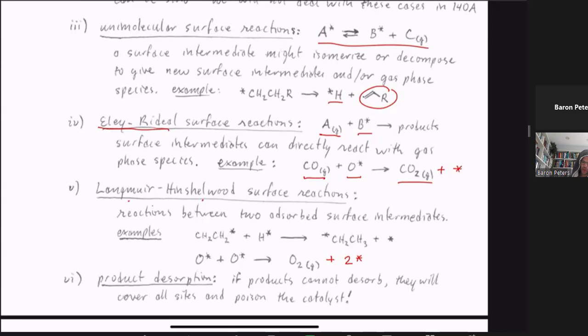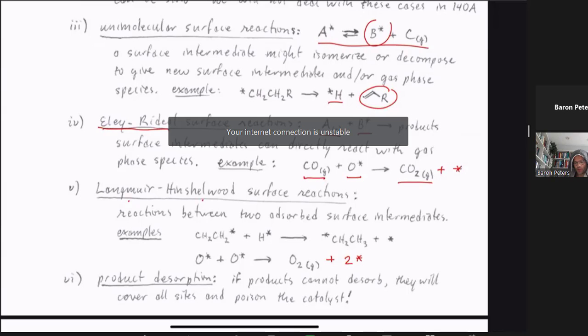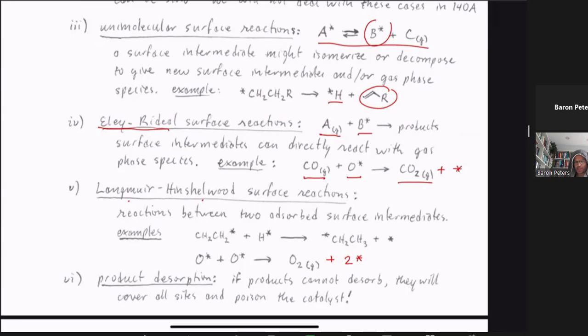Lastly, let's talk about product desorption step. So in many cases, we end up with a product adsorbed to the surface, as we saw up here in this one. That's a product of this reaction, but if it can't desorb, it's going to build up on the surface. And eventually, if it builds up to the point that it covers all of the sites, then the catalyst can't do anything anymore. So desorption can be a very important part of the process. It can result in poisoning if you can't desorb your final products.